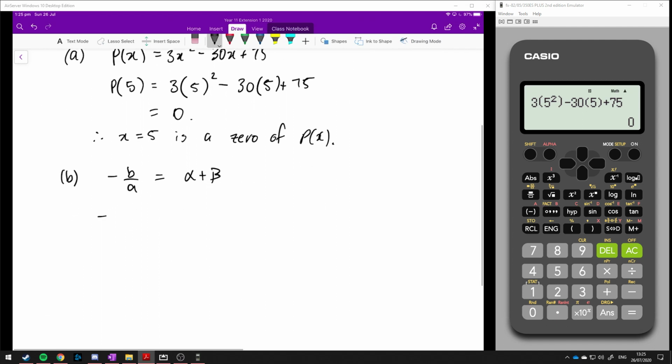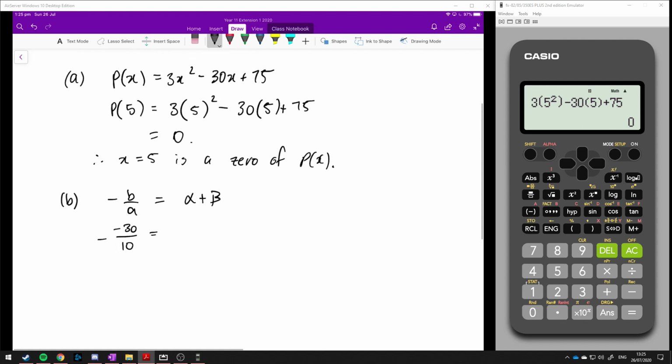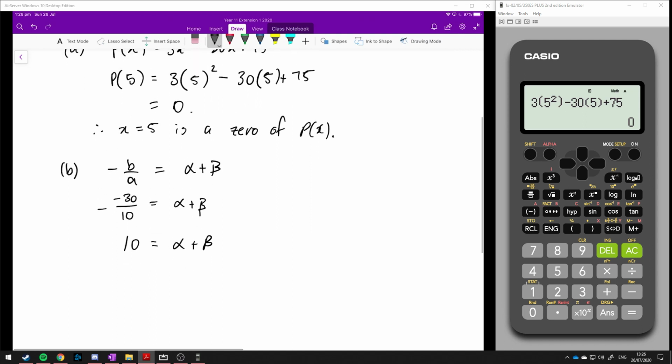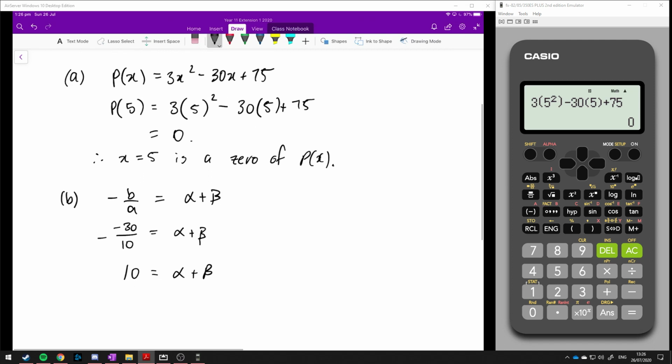So we've got minus of minus 30 on 10, which is equal to alpha plus beta. So the sum of the roots has to be equal to 10. And I'm going to draw that 10 a little bit better. Okay, so you might be saying, well, why is this useful? Well, we already know what one of the zeros is due to part A. We know that x is equal to 5 is a zero.